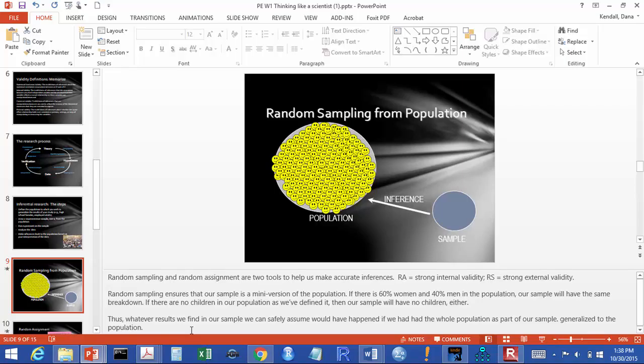So in order to do this well, we need a sample that accurately reflects the characteristics of the population that we've defined. So if the population has 60% men and 40% women, or vice versa, that is the proportion that we want in our sample as well. If there are no children in our population, because for our particular study we're not going to be generalizing to them, then no children should be in the sample either.